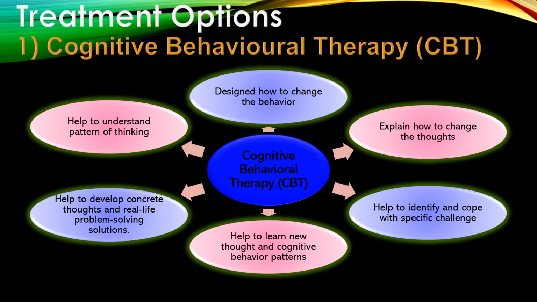There are 6 basic treatment points that schizoid personality disorder treatment can focus on to find solutions. First, design how to change the behavior. Second, explain how to change the thoughts. Third, help to identify and cope with specific challenges. Fourth, help to learn new thought and cognitive behavior patterns. Fifth, help to develop concrete thoughts and real-life problem-solving solutions. Finally, help to understand patterns of thinking.